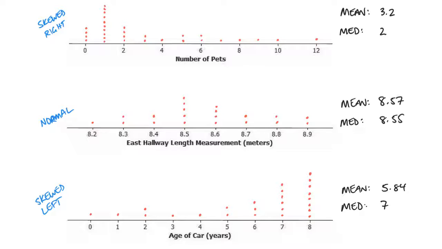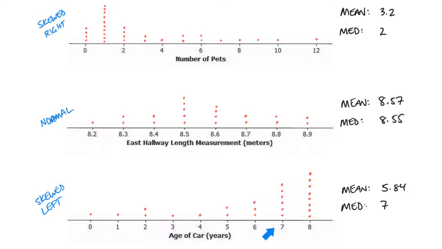Look at the normal distribution. Look at these numbers, they are almost the same. If I said to you, what is the most likely length of the hallway? You would probably tell me that it's in this general area, somewhere between 8.5 and 8.6. And as it turns out, there you go. Your mean and your median are right about there, right in the middle of these two clumps of data. And so with this normal distribution, we see that the mean and the median are pretty much the same.